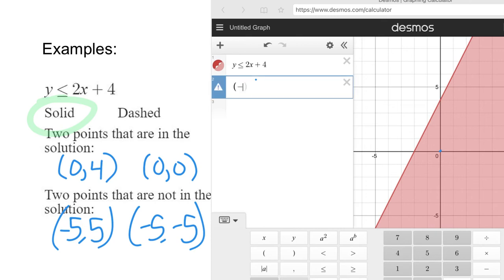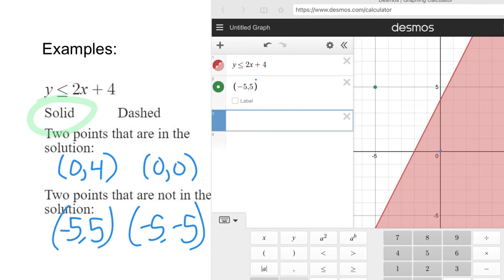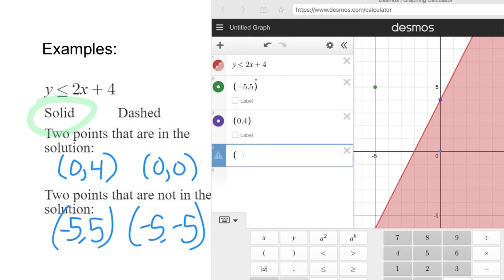Negative 5, 5. And it's going to graph that for you in Desmos. So if you accidentally graph things backwards and stuff like that, you might use Desmos to just check. And I can see that this point that I just graphed, it came up in green right here, is not in my shaded area and not on my line, so it is not a solution. I can check one of the ones that is a solution, like 0, 4. And I can see that it pops up on my line. Or if I try 0, 0, I can see that it pops up in that shaded area there. So you can use Desmos to check your points.